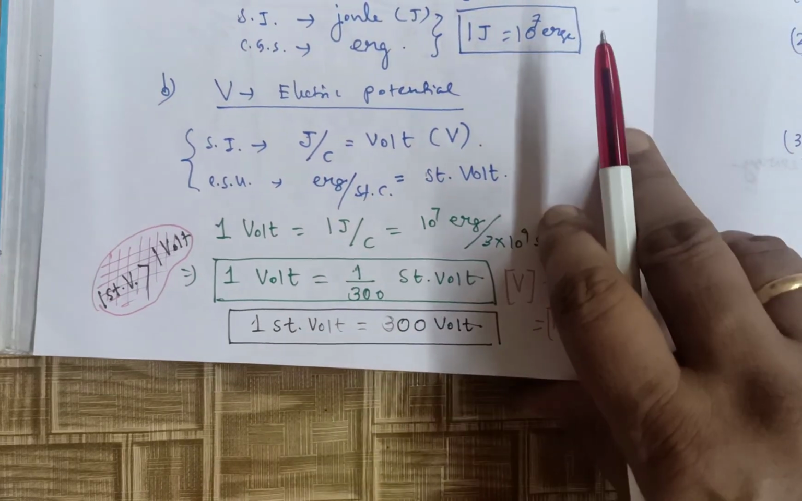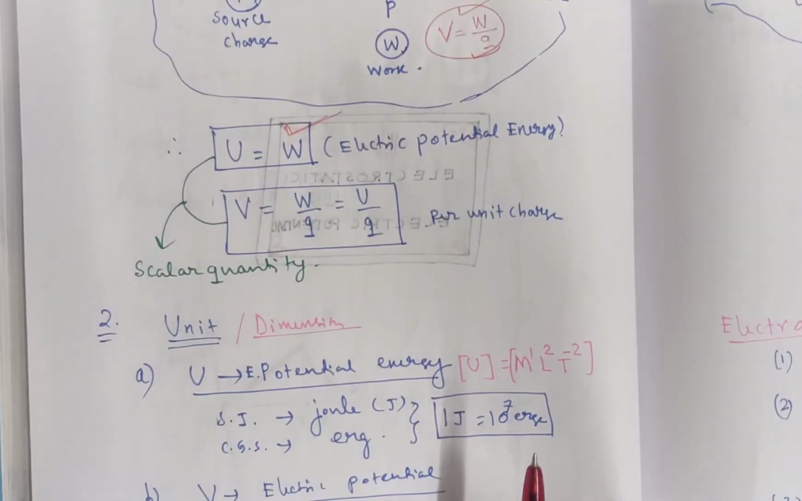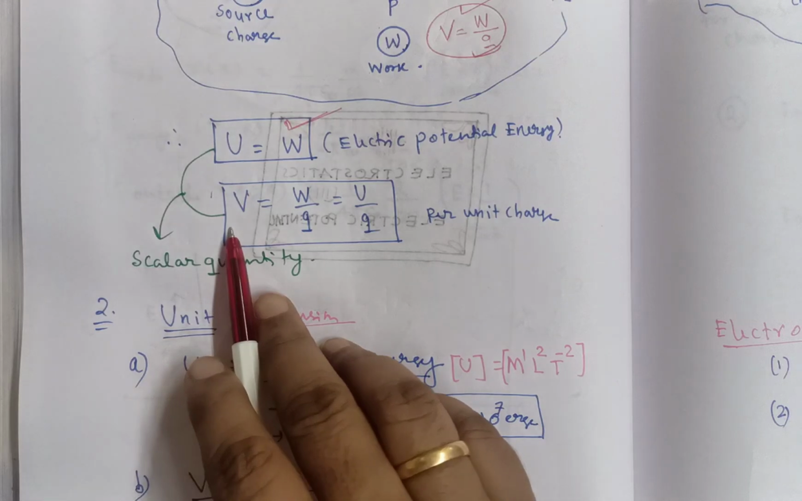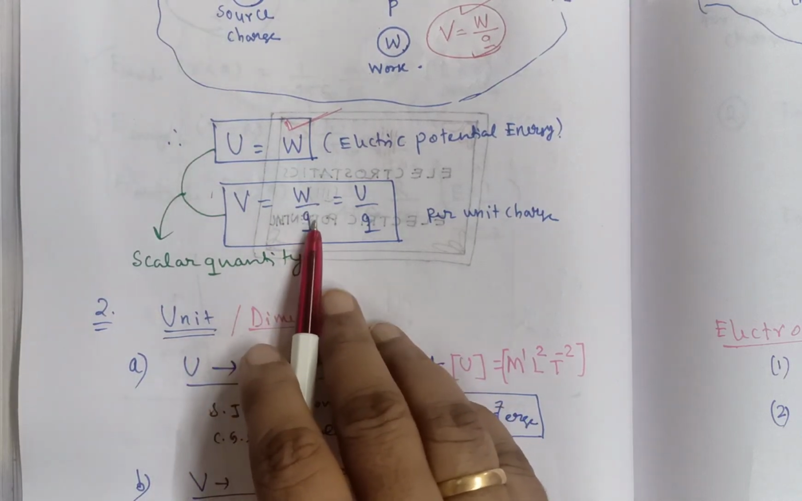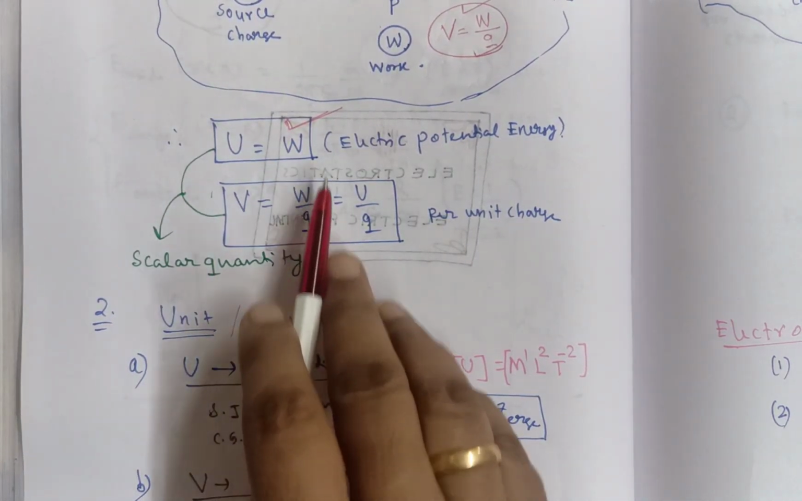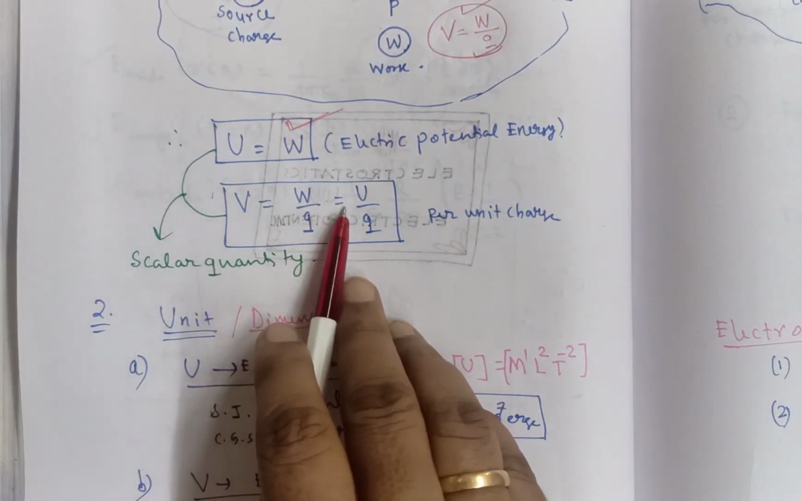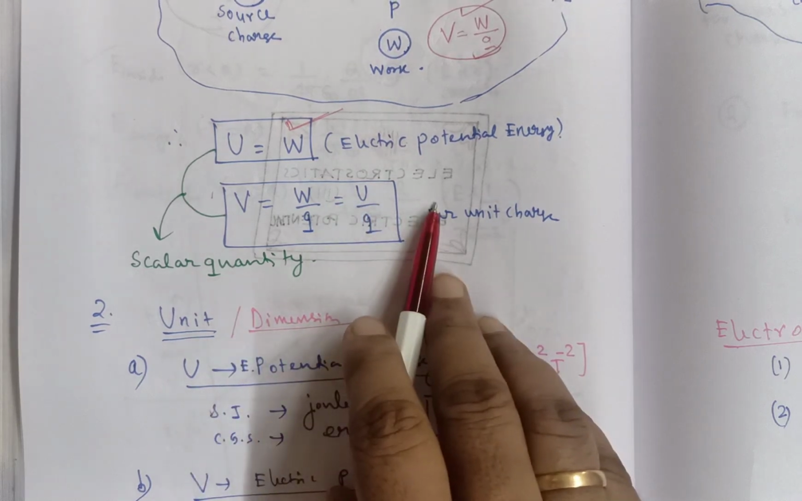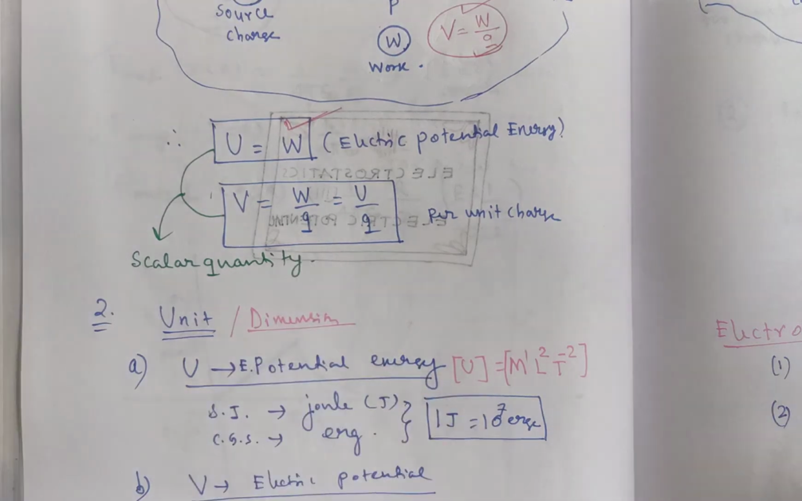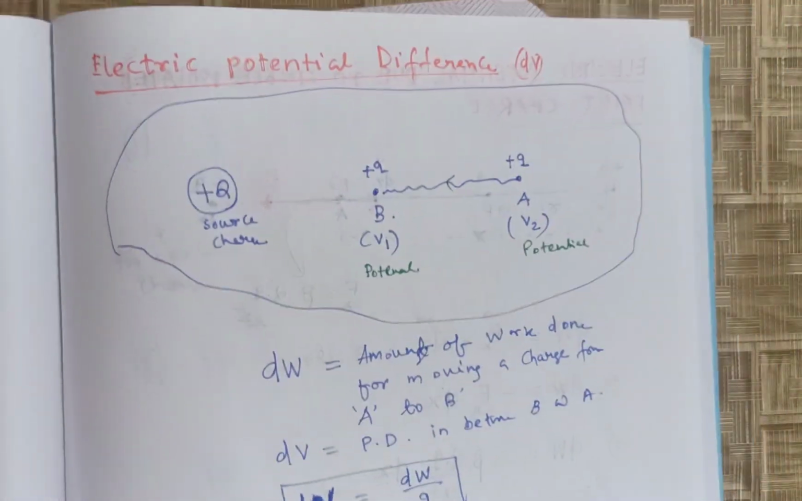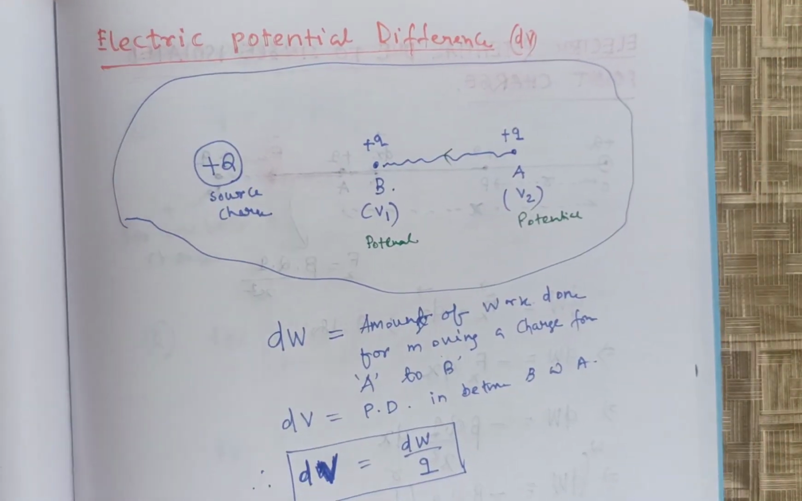So we have discussed the formula of electric potential energy, which represents W, and electric potential, which represents work per unit charge. The formulas are different, and both are scalar quantities. The SI unit of potential energy is joule, the SI unit of potential is volt, and its electrostatic unit is statvolt, and 1 statvolt is equal to 300 volt. So now we are clear what electric potential and electric potential energy are. Now we will discuss what electric potential difference is.